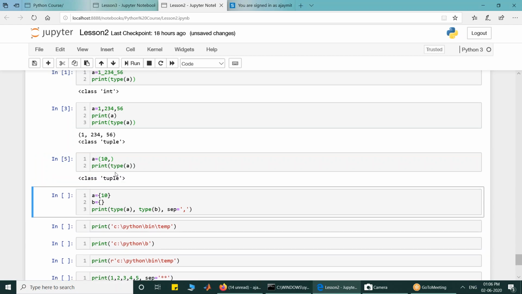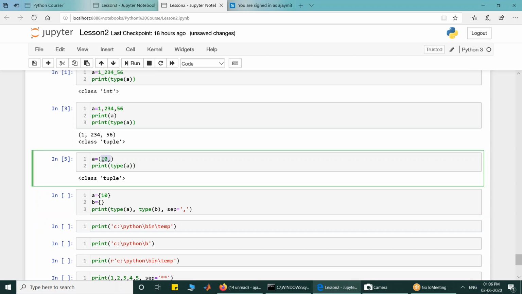Add a comma here. So if you execute it now, it becomes a tuple. I hope this concept is clear. 10 added with a comma makes a singleton, which is a tuple of one element, and when it is enclosed within parentheses, that makes a tuple.